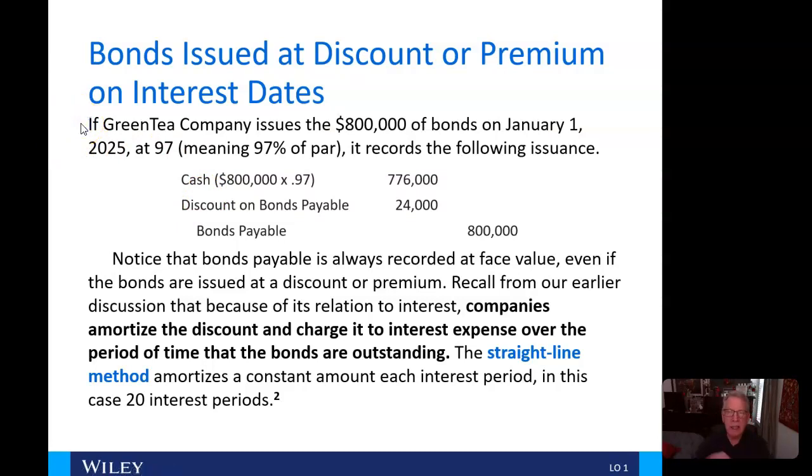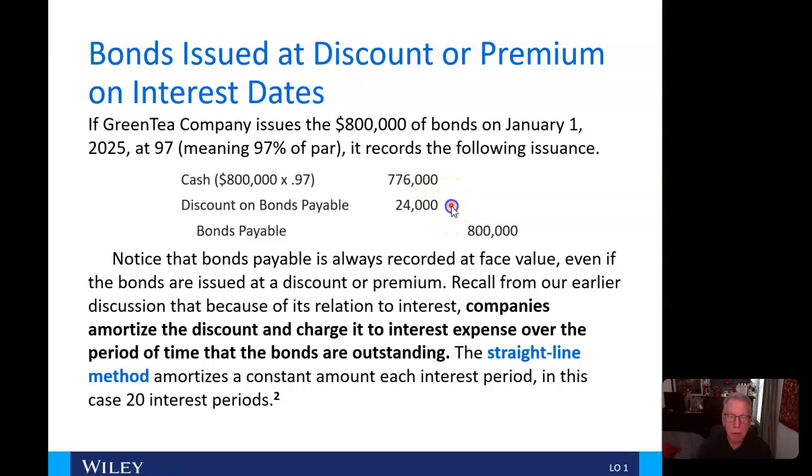Bonds issued at discount or premium on the interest date. So if Green Tea issues that same $800,000 bonds on January 1 at 97. Now, that 97 doesn't mean 970,000. It means 97% of par. So if I take 97% of 800,000, I'm going to get 776,000. That's how much cash I received for selling that bond.